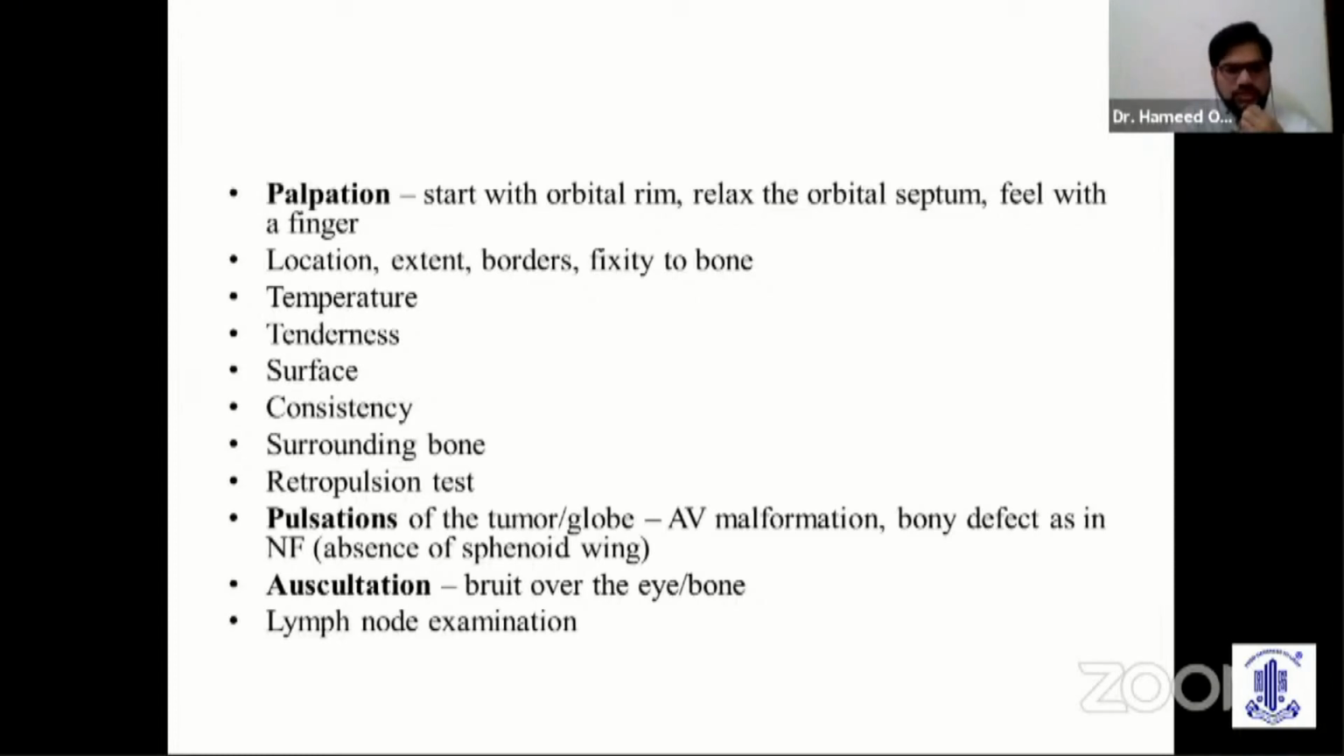Then you do a retropulsion test, in which you ask the patient to close both the eyes and you use your thumb to push the globe gently backwards and look for whether the lesion within the orbit is compressible or not. Then you look for the pulsations of the tumor or of the globe. You can find pulsations in AV malformation, or if there is any bony defect, as in neurofibromatosis or absence of a sphenoid wing, or meningioma. Then auscultation will help us find out a carotid cavernous fistula, in which you can hear a bruit over the eyeball or over the bone.